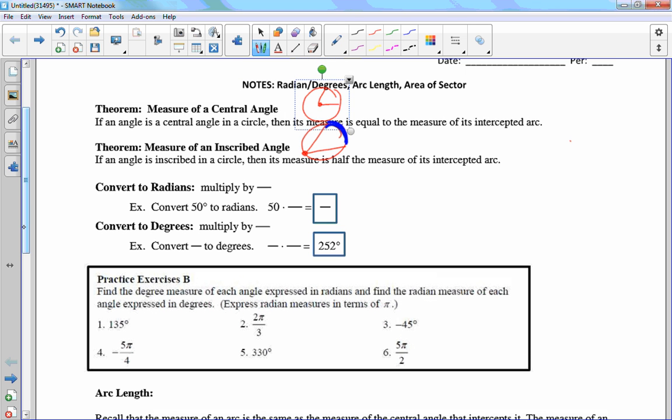Okay, so we're going to quickly learn how to convert back and forth between degrees and radians. We're going to convert 50 degrees to radians. A radian has a pi in it.